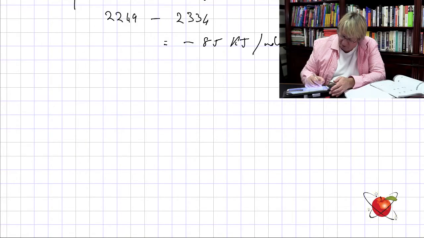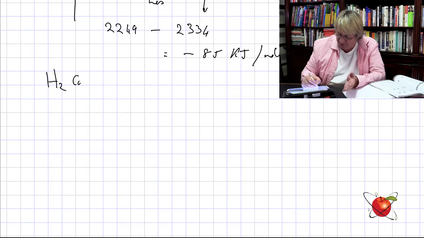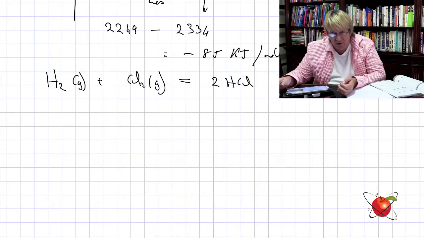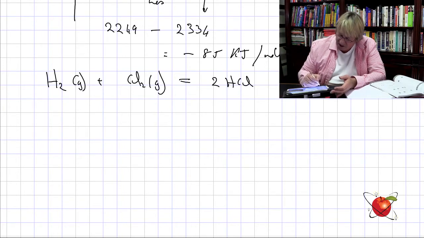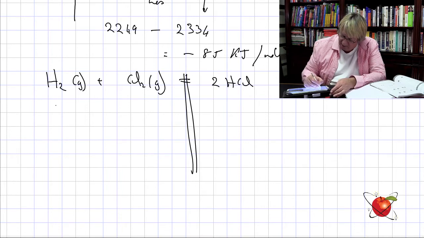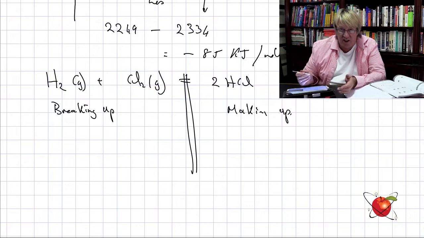H2 plus Cl2. We're going to make H2 gas, obviously, plus Cl2 gas again, and that's going to make 2HCl. What are we doing? We're manufacturing hydrochloric acid, right? So now what do we have to do? We draw a line there and we say, right, this is breaking up, and this is making up. Could be an apt way of looking at it, I suppose.